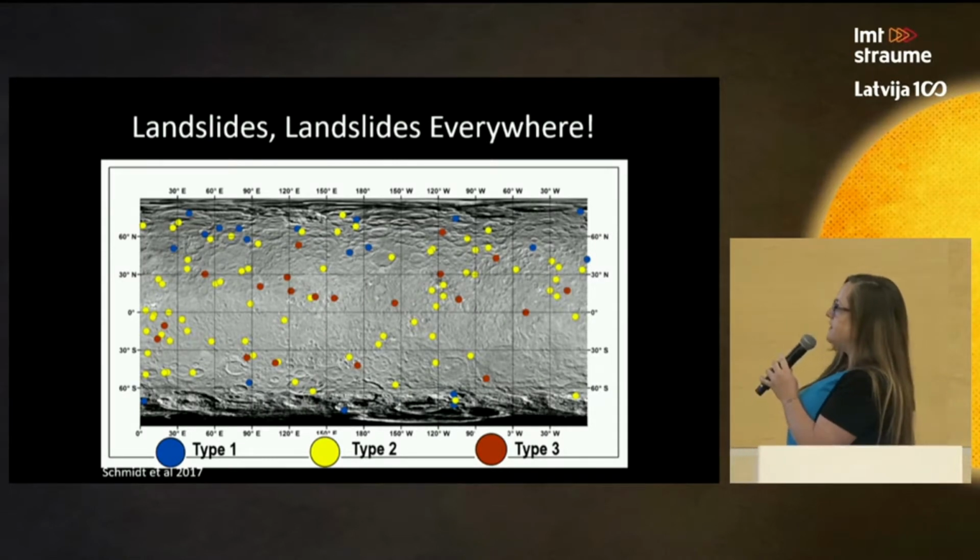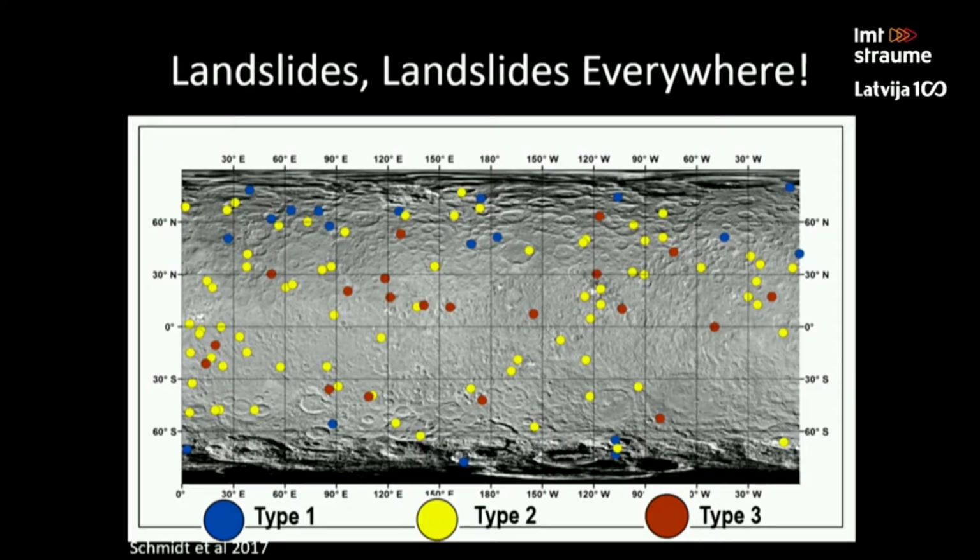This is where we find these features in general. So the blue dots here are the type 1 landslides, those thicker lobate ones. Type 2 are the kind of spatulate sheeted flows. We find those actually kind of all over the surface. And type 3 are these features here, mostly in the mid-latitudes or low latitudes.